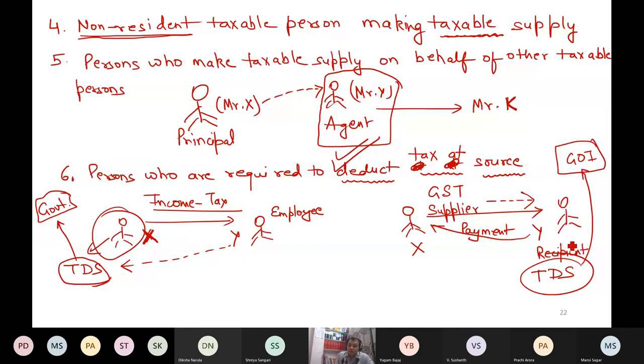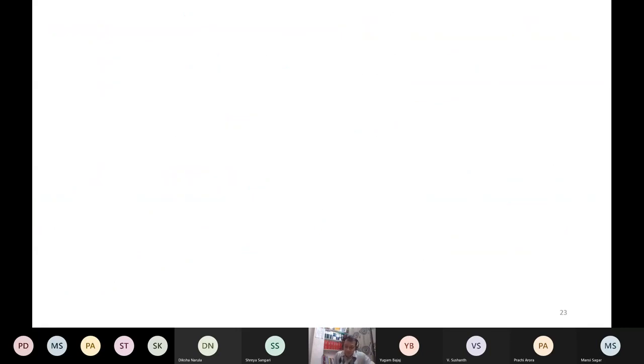So here Y is supposed to take a registration. Of course, if Y will deduct tax at source and if Y doesn't have the registration number, how will he or she deposit the tax with the Government of India? That is why this is the sixth category. All persons who are required to deduct tax at source are to take compulsory registration. There is no choice.